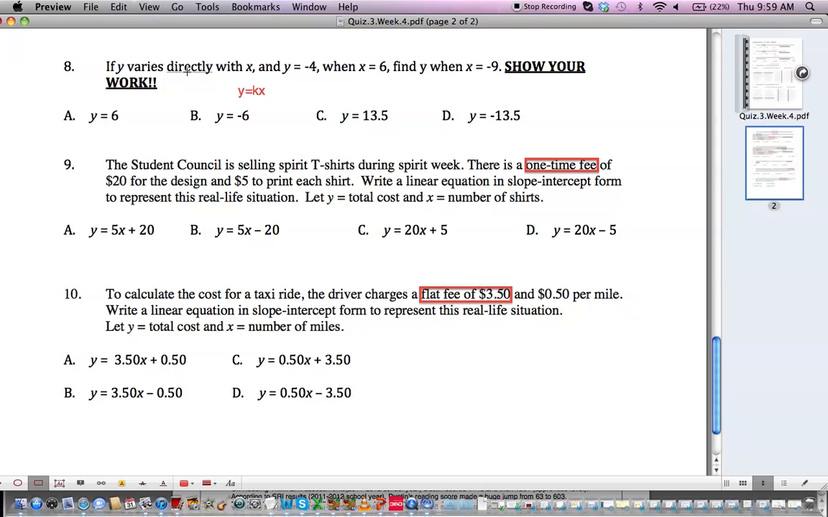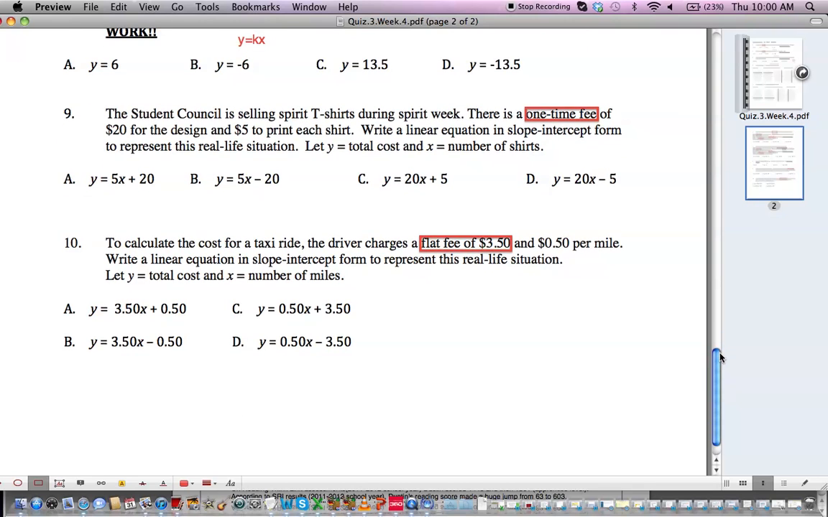Number 8, if y varies directly, that's the key word, directly, with x, and y equals -4 when x is 6, find y when x is equal to -9. Show your work. Direct variation, y equals kx. Once you do this, you start to substitute: y is -4, x is 6, solve for k. Once you find k, you substitute this in for x and find what y equals. You should have one of these. Raise your hand if you got any questions on this one as well, okay?